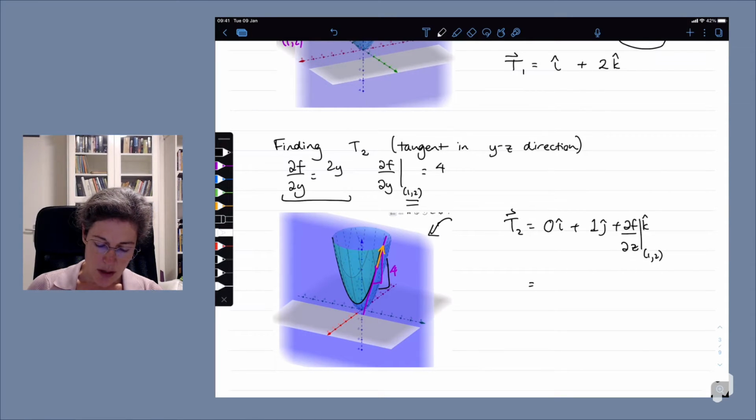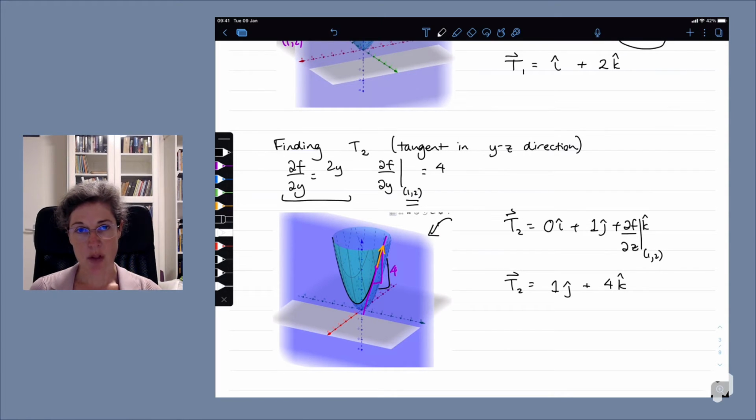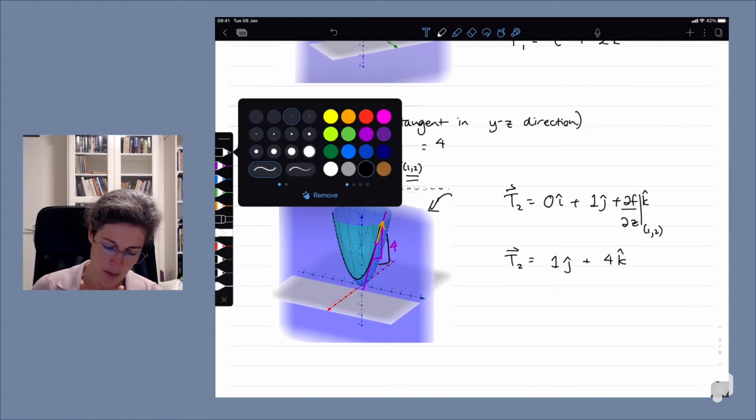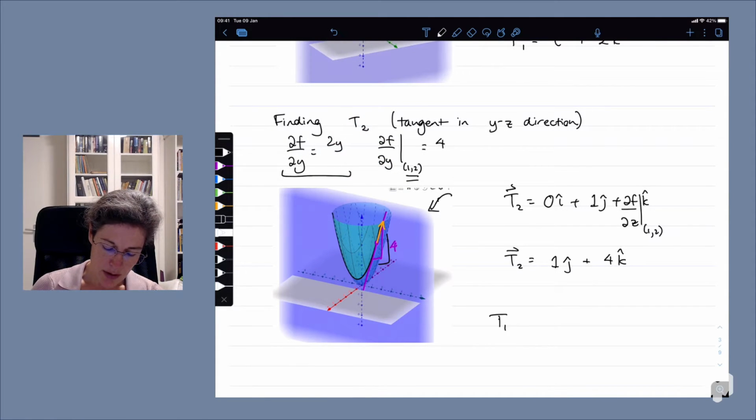So putting this all together, we have that our t2 is equal to 1 in the j direction plus 4 in the k direction. Okay, so now what we've got is 2 vectors that are tangent to our surface. So these 2 vectors lie on the plane that we're interested in. They lie on the tangent plane that we're trying to find. So t1 and t2 lie on the tangent plane.